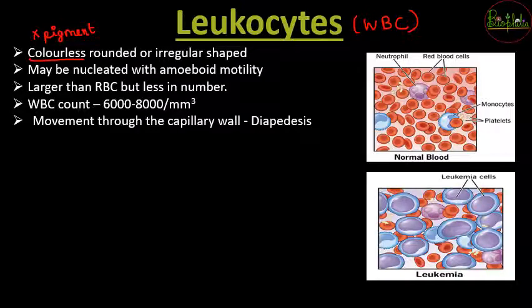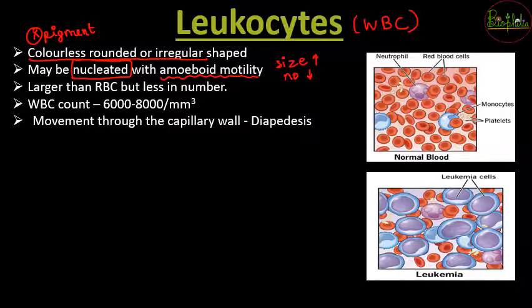Their shape is going to be round or it can be irregular, and these leukocytes are going to be nucleated. So as in RBCs we saw that the nucleus was absent, but in this case the nucleus is going to be present. And the entire leukocyte has an ability for amoeboid motility, so it can move in the blood as an amoeba moves. Now if we talk about the size of WBCs, the size of WBCs is going to be larger than the red blood cells, but their number will be lower in the blood.